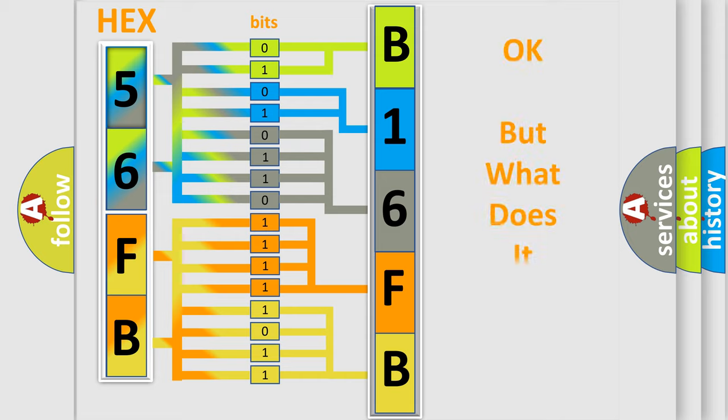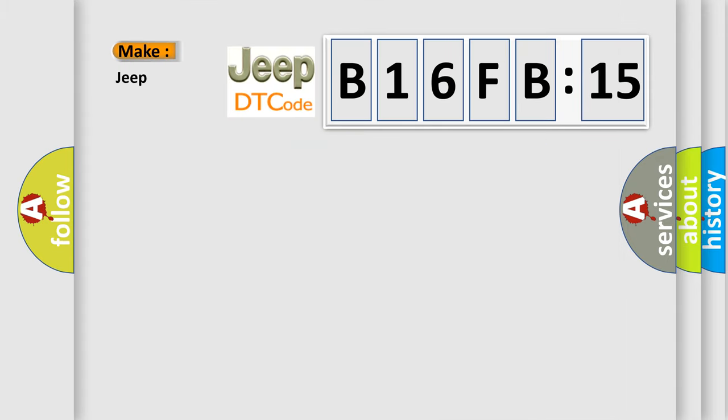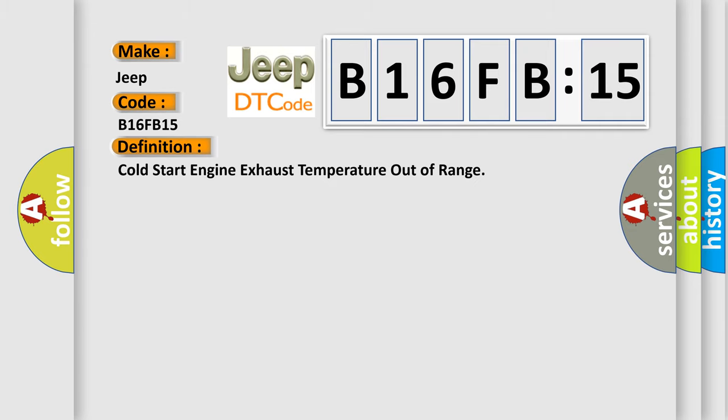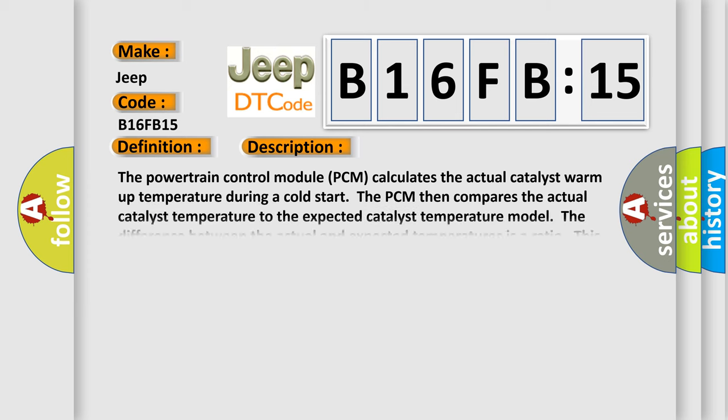The number itself does not make sense to us if we cannot assign information to what it actually expresses. So, what does the diagnostic trouble code B16FB-15 interpret specifically for Jeep car manufacturers? The basic definition is cold start engine exhaust temperature out of range. And now this is a short description of this DTC code.